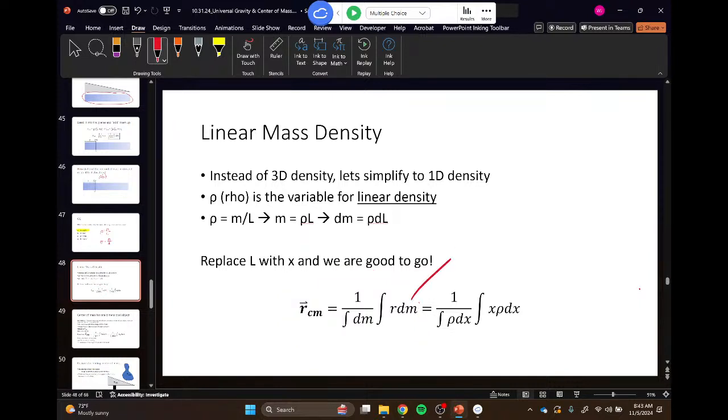We replaced r with x, and we replaced dm with rho dx. And now we can integrate. And we did the same thing on the bottom. So this is the equation for finding the center of mass for an object with a density. And this density could be a constant, or this density could vary.